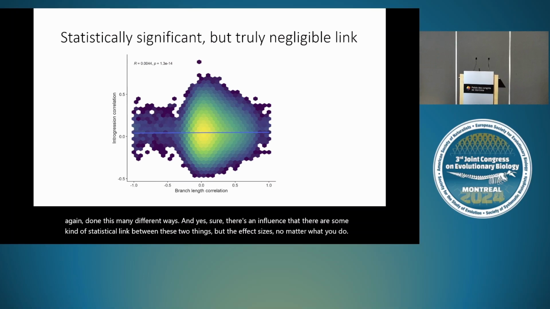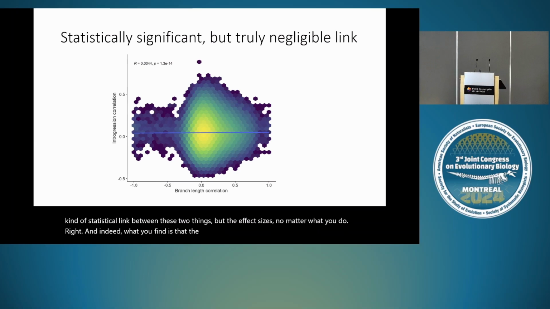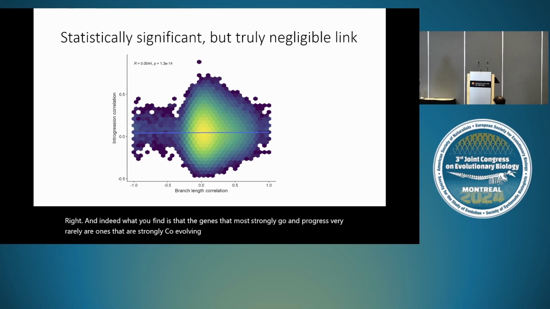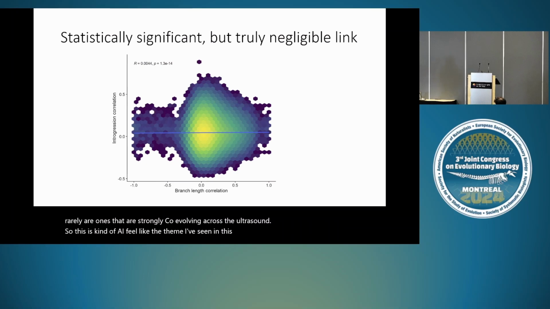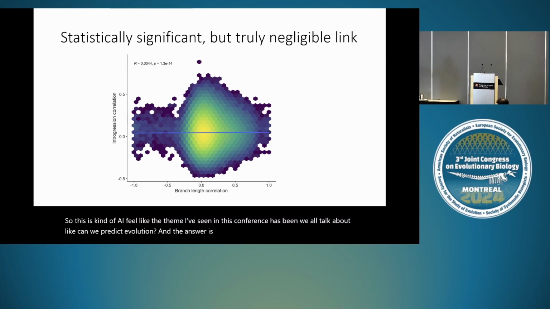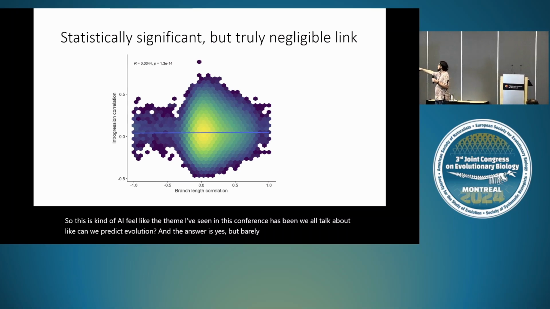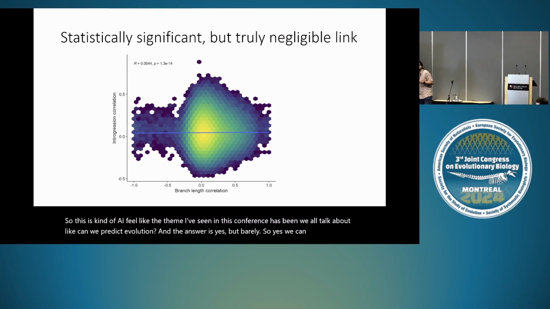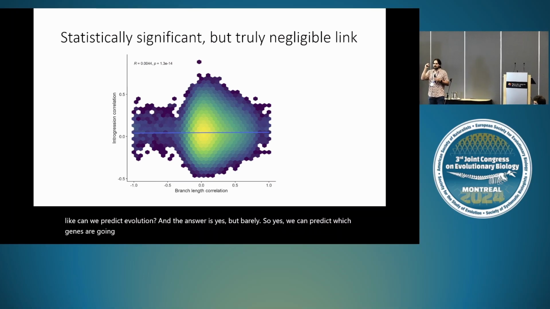And indeed, what you find is that the genes that most strongly co-introgress very rarely are ones that are strongly co-evolving across all of Drosophila. So this is kind of like, I feel like the theme I've seen in this conference has been, we all talk about, like, can we predict evolution? And the answer is yes, but barely. So yes, we can predict which genes are going to co-introgress, but just a tiny, tiny bit based off of what's happening in terms of coevolution.